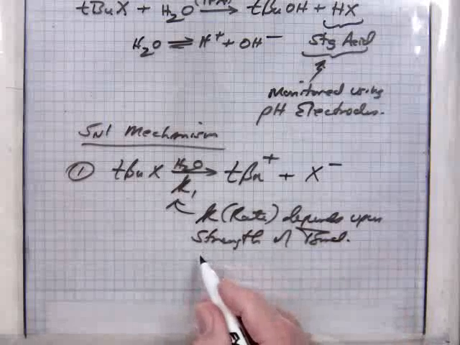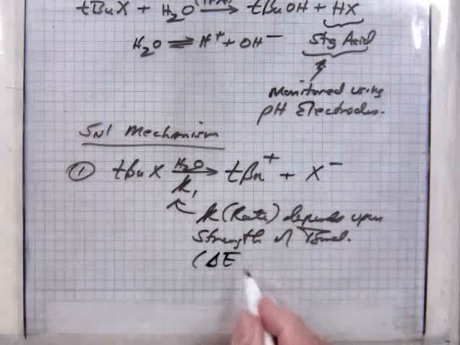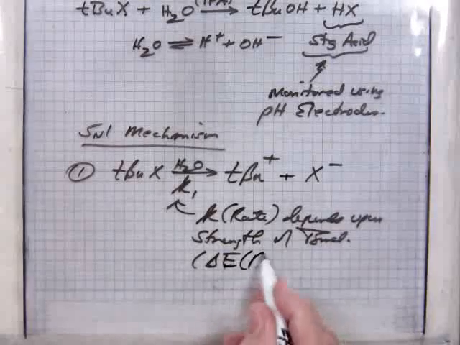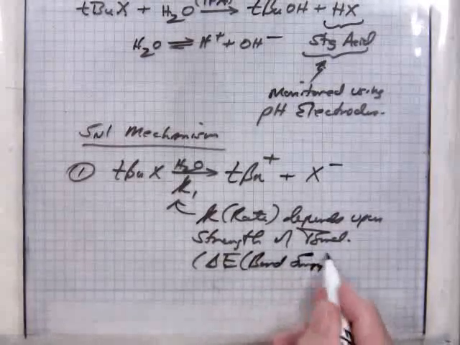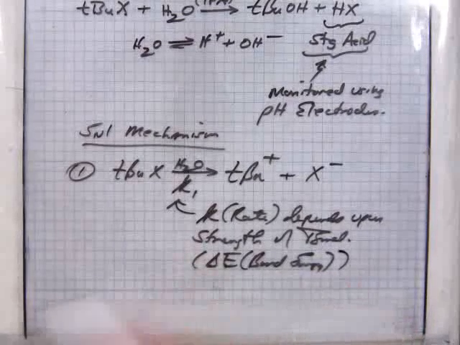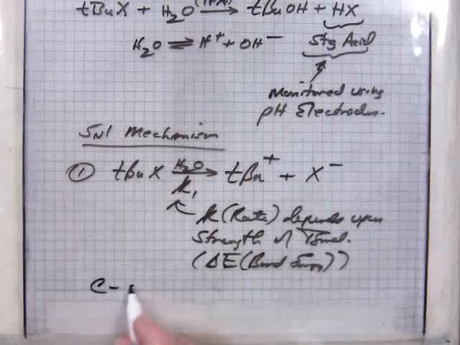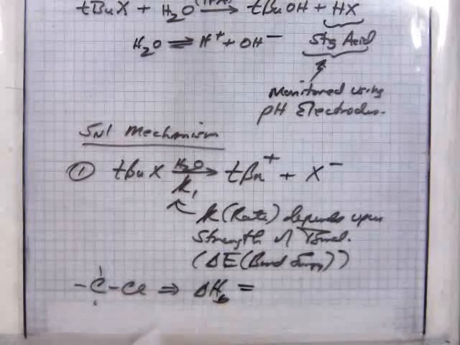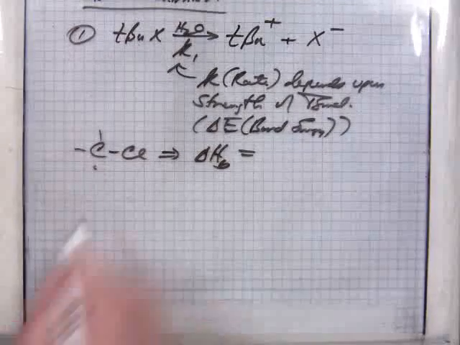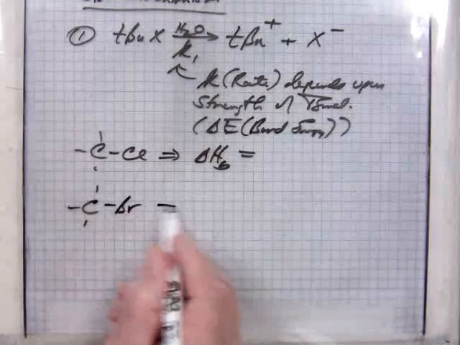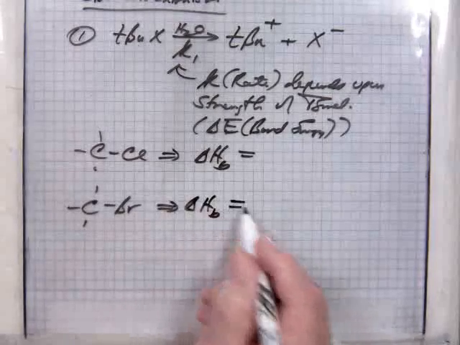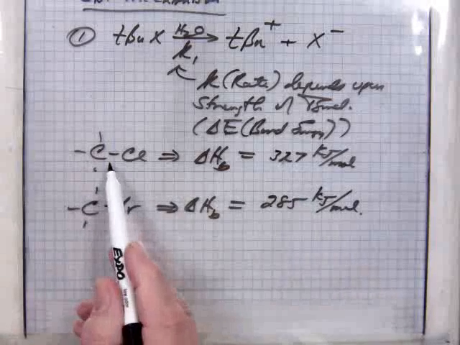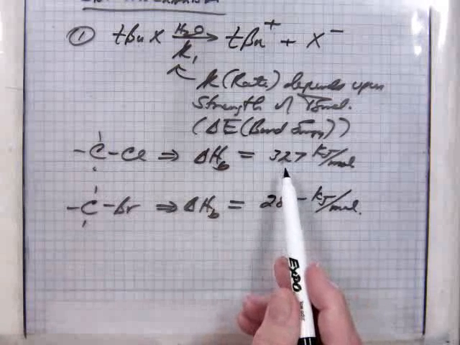And you can have an indication of this from delta E bond energy, I'll just put in parentheses, from the two halides. One is a carbon chloride bond, which gives a delta H bond energy, and I'll look it up in a second. And this bromide, delta H B is equal to, so these are the bond energies, the amount of energy given up when the bond is formed.